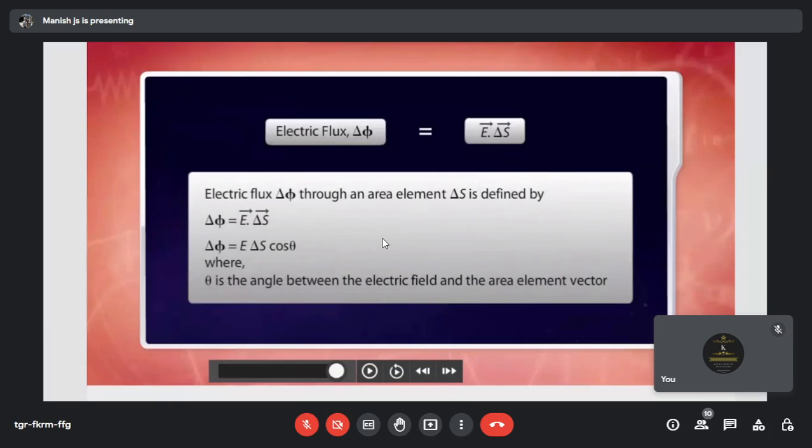I hope you understood the electric flux concept. So shall we go to the next concept? I hope this is clear.